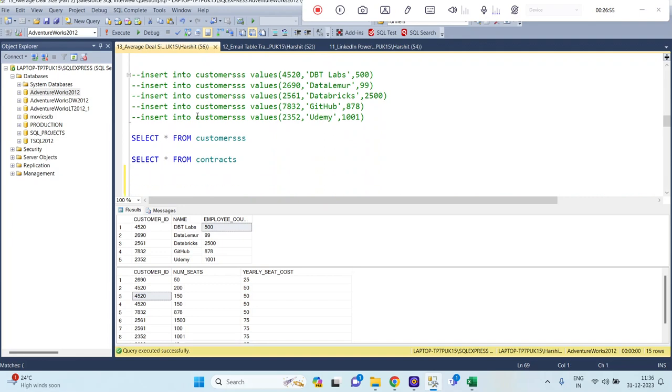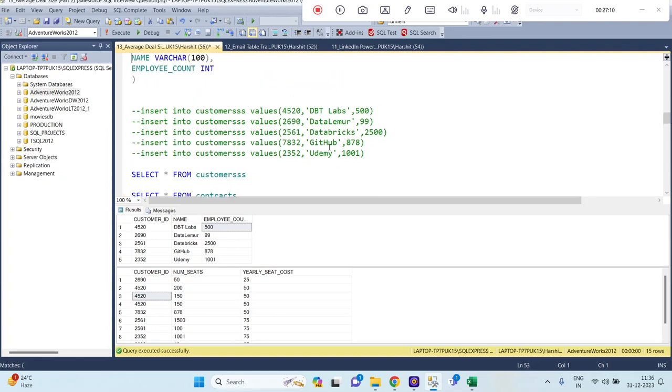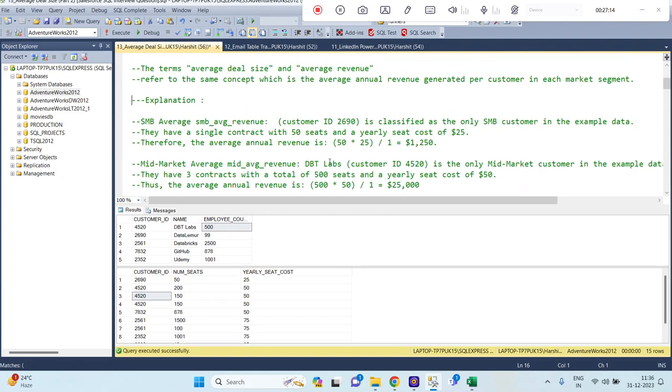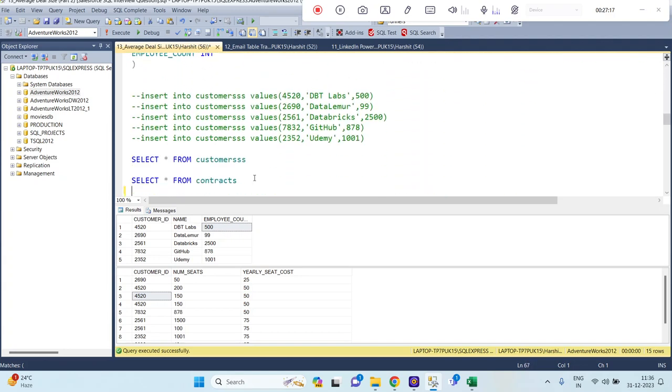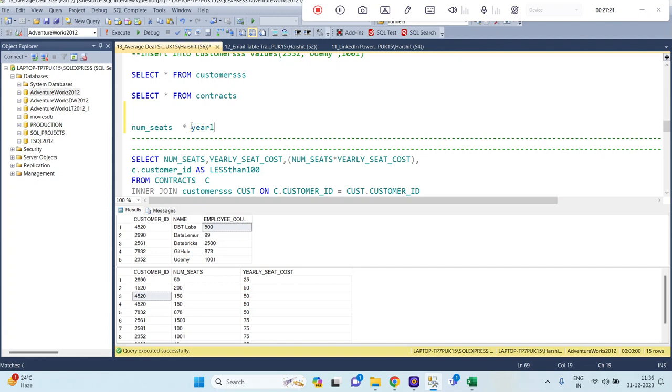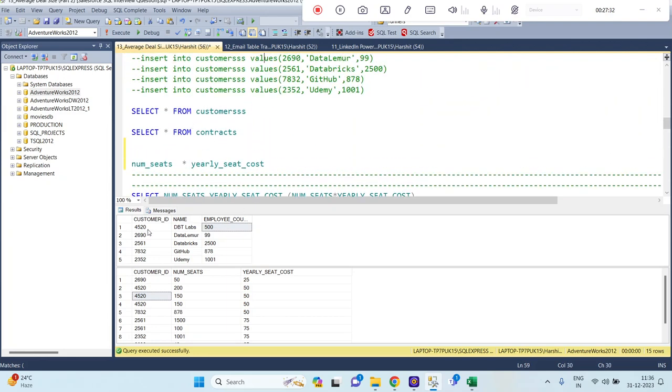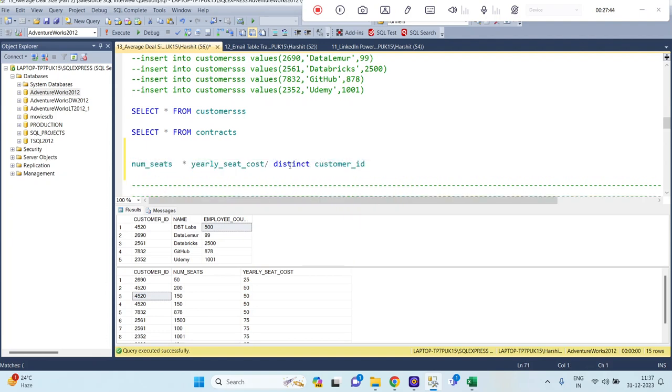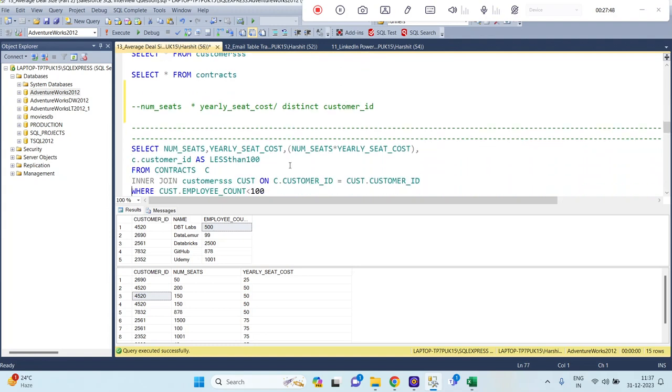Let me write it over here. Number of seats multiplied by yearly seat cost, right? And then we need to divide by distinct customer ID. This is basically our main formula, which we have to apply for each market segment.